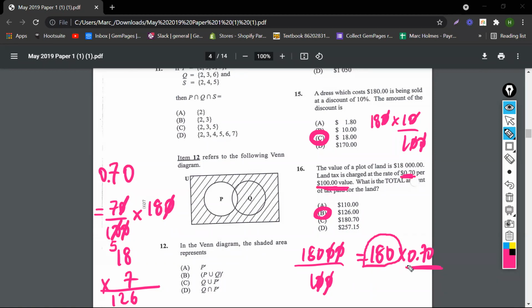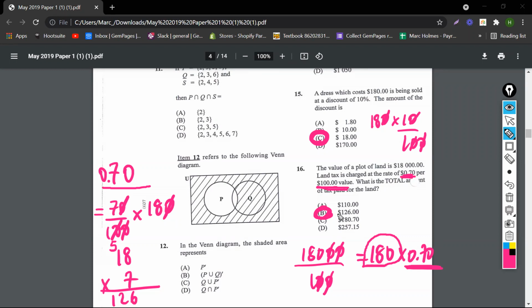So when you multiply 180 by the 70 cents, you're supposed to get 126. 70 cents is the same thing as 70 over 100, guys. So that's why you can multiply 70 over 100 by 180, and that would give you the answer, which is B. All right. Cool.